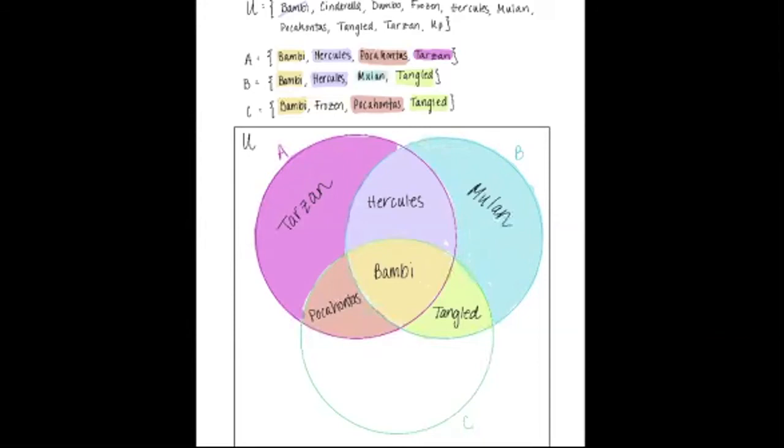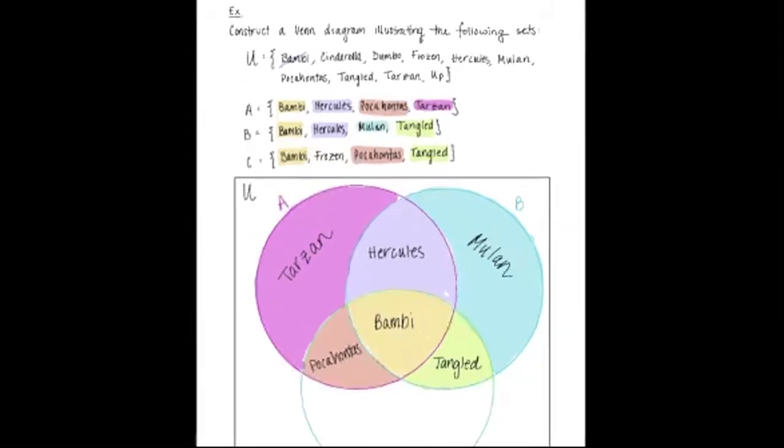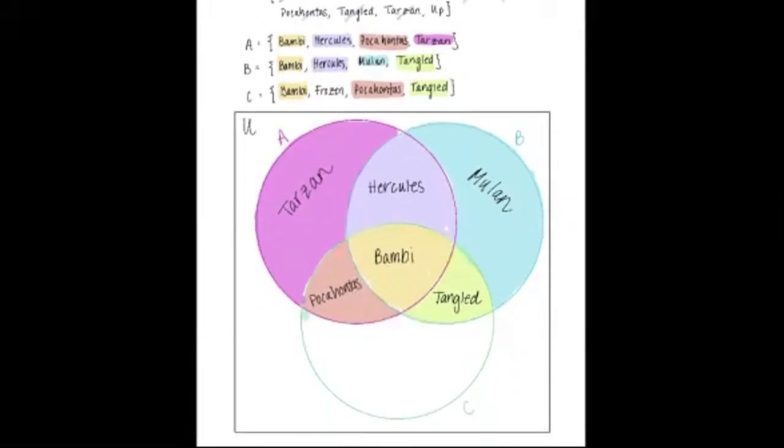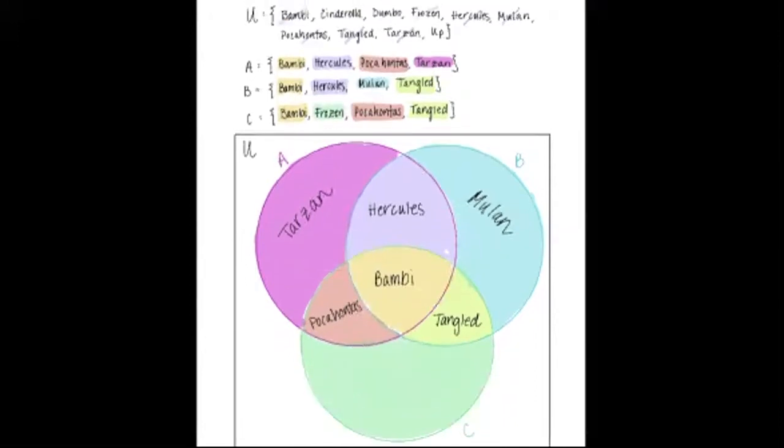And now we've gone and used Mulan. And I should go ahead and mark out. We have used Pocahontas, we've used Tangled, we've used Tarzan, we've used Hercules, we've used Mulan. And then finally, I have one more element remaining in set C, and the one that is unique to C is Frozen. So now we're going to use up this one, and that means we've used Frozen as well.